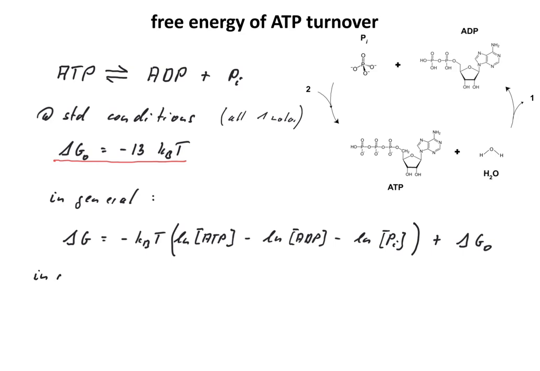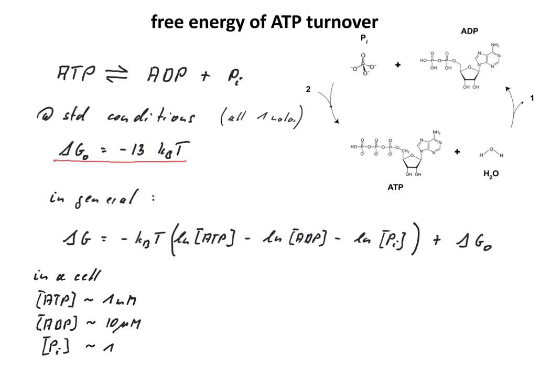Let's look at the concentrations that typically you will find in cells. So cells are basically filled with ATP. So the typical concentration of ATP is 1 millimolar. On the other side, the ADP concentration is very low. So it's typically 10 micromolar. Likewise, the phosphate concentration, so there's a lot of inorganic phosphate in cells, is typically, again, high. It's 1 millimolar.